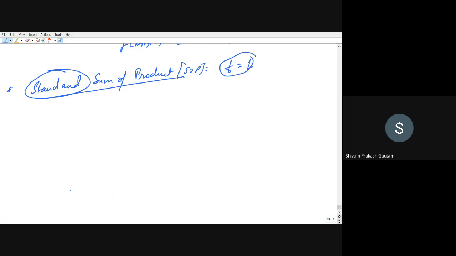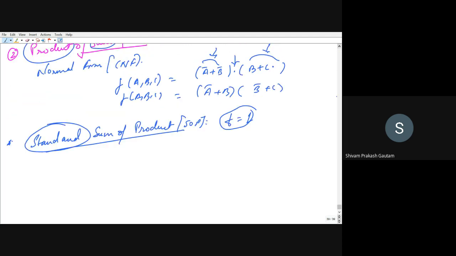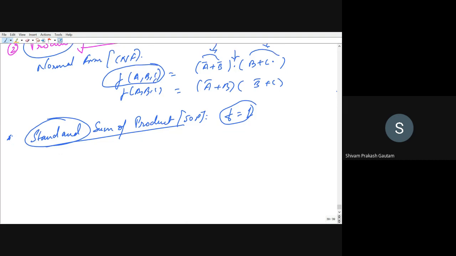1. Whenever your function is giving the value as 1, you can see, if this is a function of many variables, for some values of ABC it should give 1, right? For some combinations of ABC, suppose there are three variables, so in total there will be 8 combinations of ABC. For some of them it will give the value as 1. So sum of product is that way of representation in which we represent where the function is giving value equal to 1. For some combinations it will give value equal to 1. So we will see this.